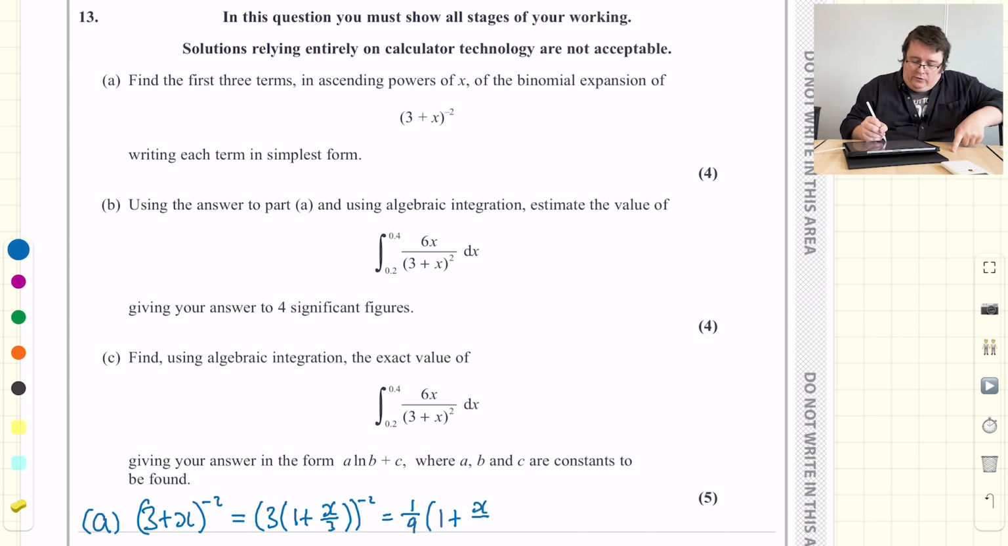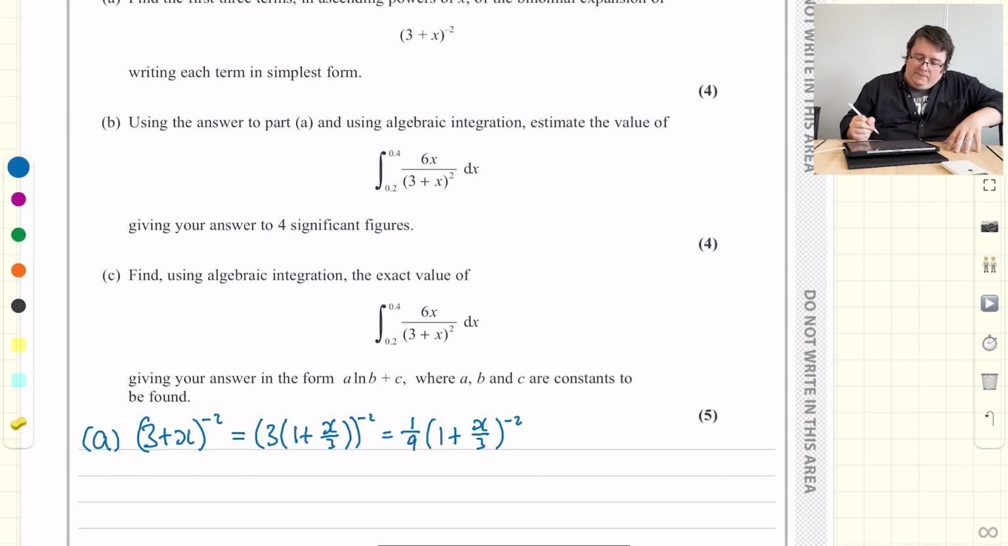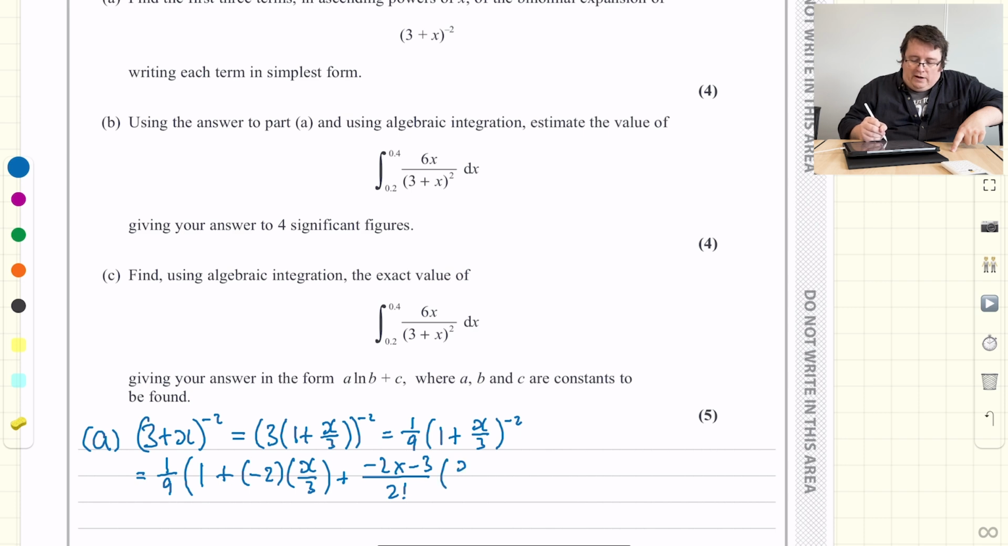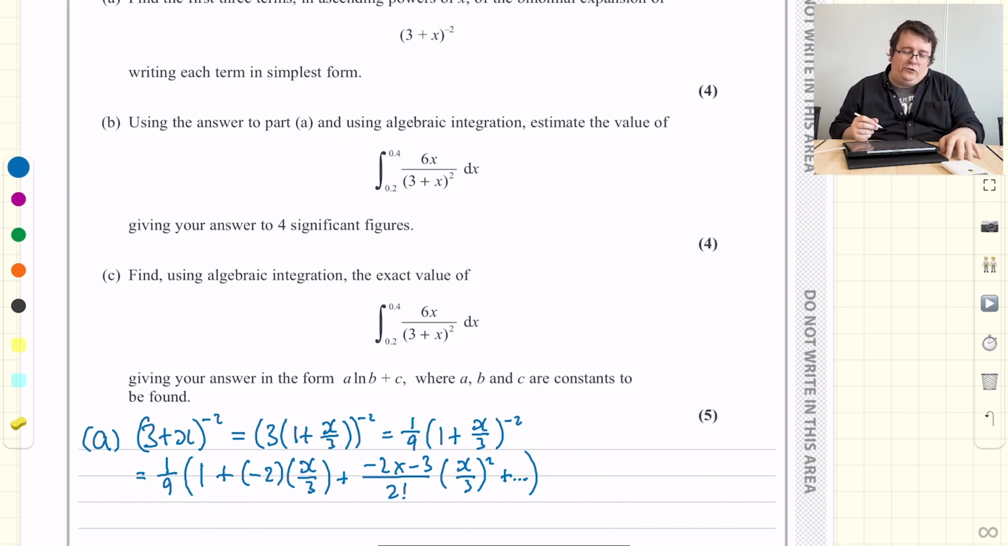1 plus x over 3 to the minus 2. Now we're ready to use the formula. So this is going to be equal to 1/9 times... Now the formula goes 1 plus n times x, so minus 2 times x over 3, plus n times n minus 1 over 2 factorial, then x squared, so x over 3 squared, plus a load of other terms I'm not interested in because I want the first 3 terms.